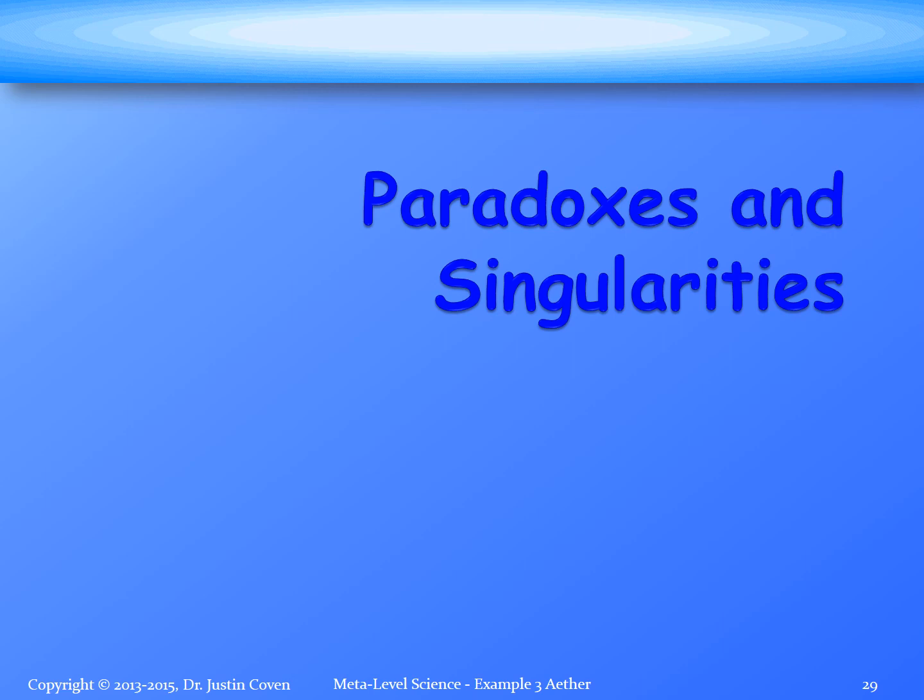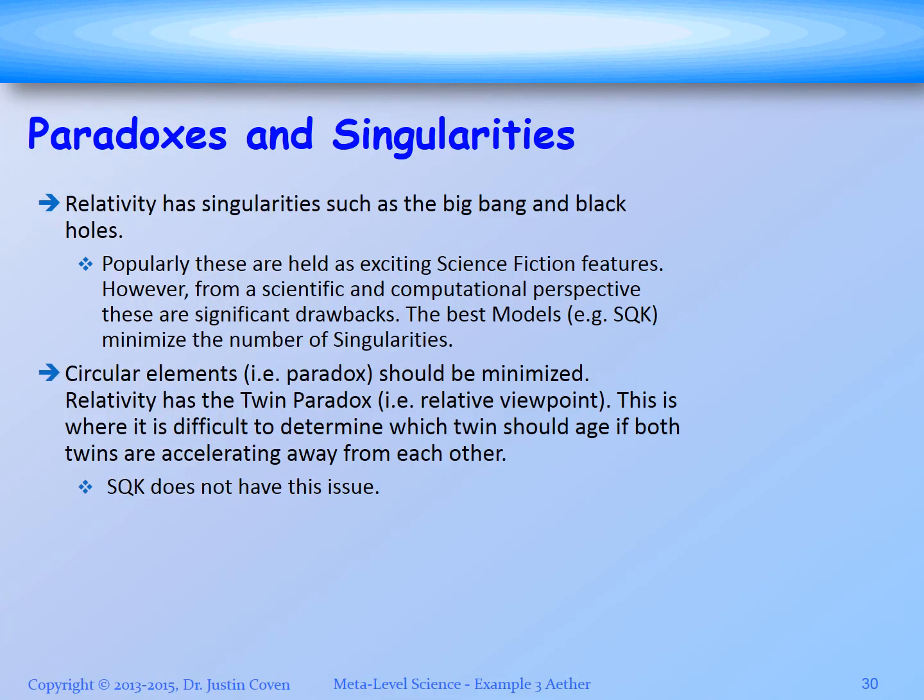Paradoxes and singularities. Another computation comparison technique for models, or between models. Relativity has singularities such as the Big Bang and black holes. Popularly, these are held as exciting science fiction features. However, from a scientific and computational perspective, these are significant drawbacks. The best models, for example, subquantum kinetics, minimize singularities.